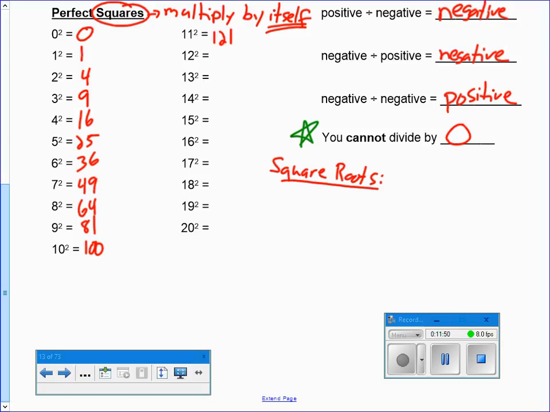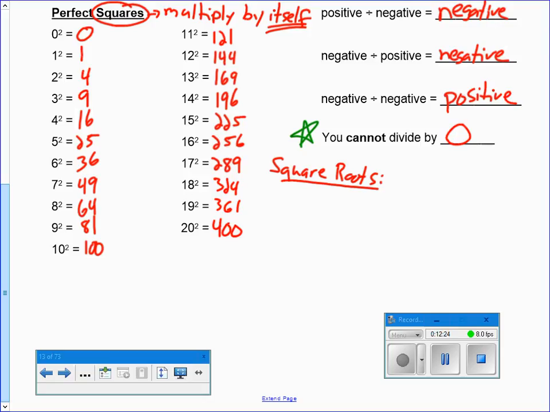11 squared, we have 121, 144, 169, 196, 225, 256, 289, 324. 19 by 19 is 361, and then 20 squared would be 400.